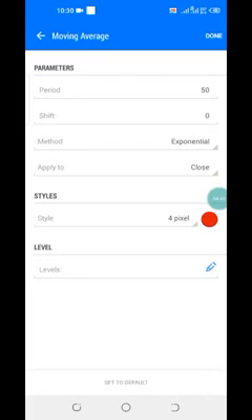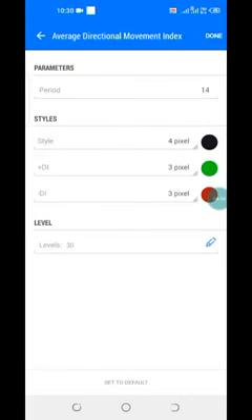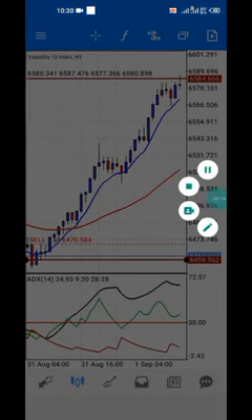Then you take another moving average, 50, exponential, applied to close. Then the style is 4 pixels. So very simple and easy. Then I also apply the average directional movement index. I set my period to 14. I pick 4 pixels for the style and set it to black. Then the positive DI, I set to green, and then the minus DI, I set to red. So that is exactly how I do my setup, Auntie.